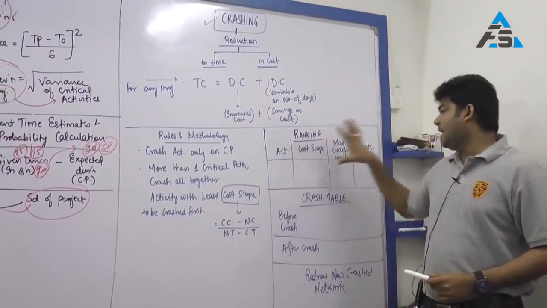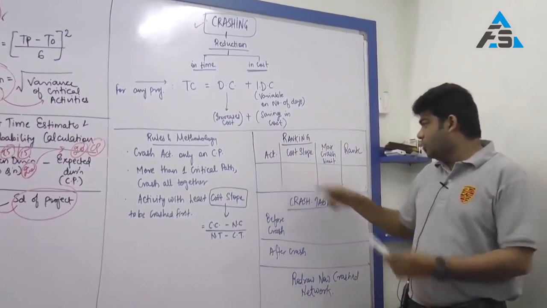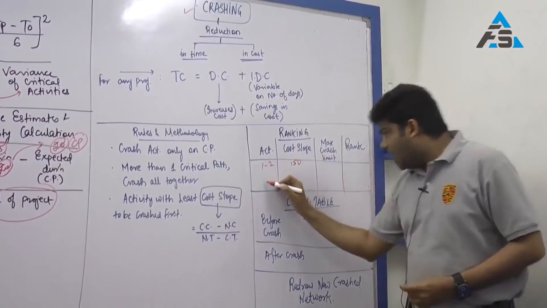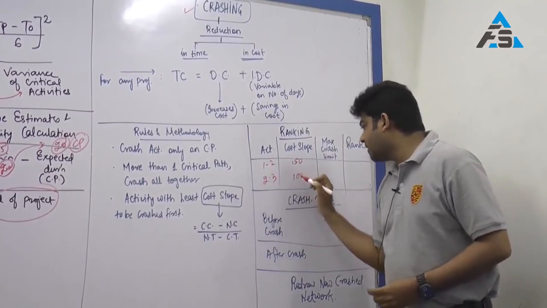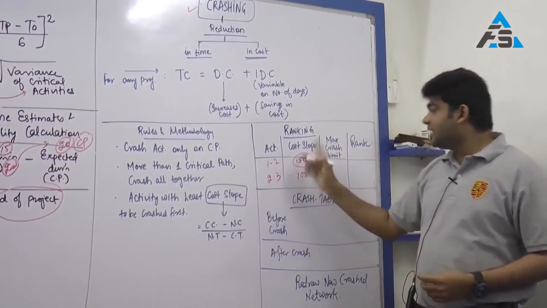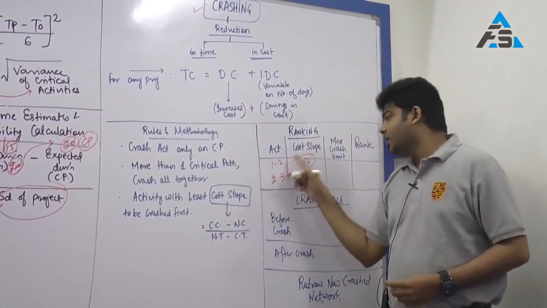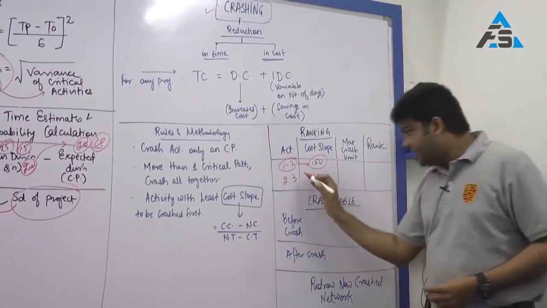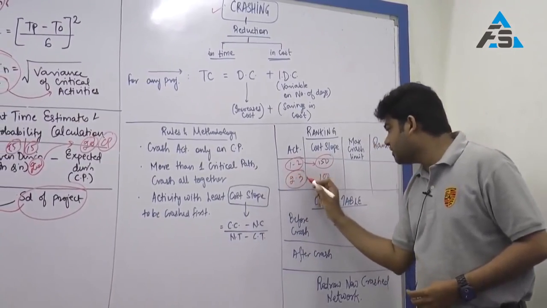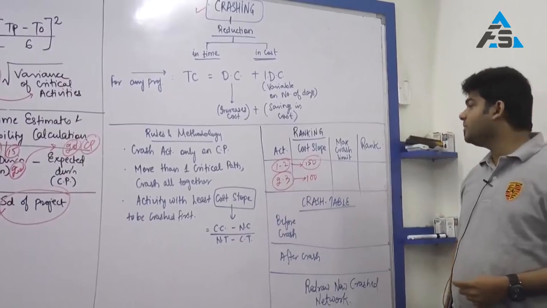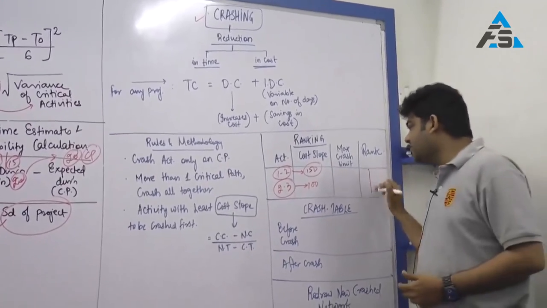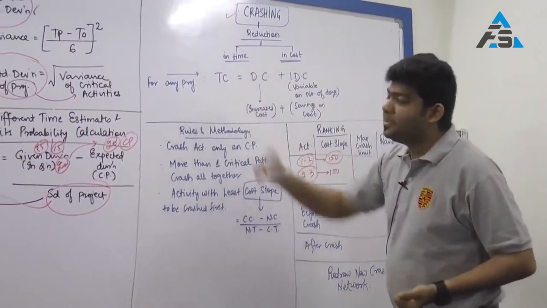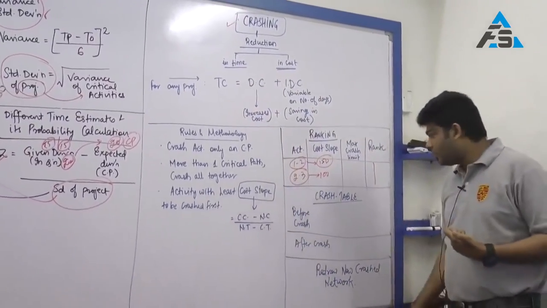In terms of ranking activities by cost slope, say for activity 1 to 2 I get a cost slope of 150, and for 2 to 3 a cost slope of 100. This cost slope means that in order to reduce one day of 1 to 2, I will have to incur a cost of 150. If I have to reduce one day of 2 to 3, I will have to incur a cost of rupees 100. Based on this, I will give rankings for all activities. The one with the lowest rank will be crashed first, obviously depending on whether it is on the critical path or not.